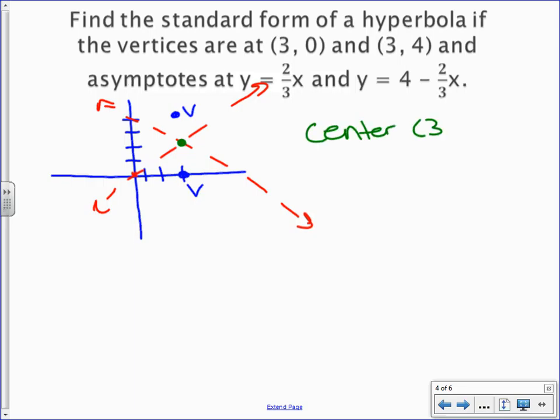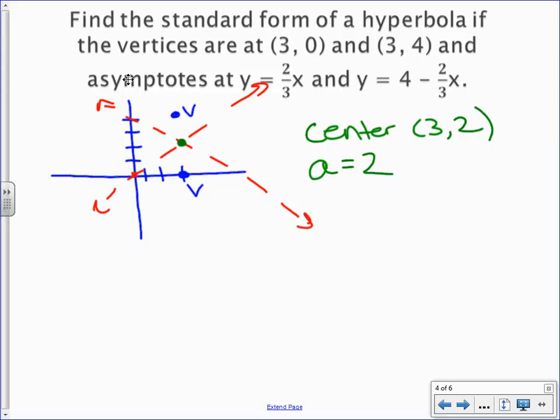Do we agree with pod 1? The center is at (3, 2). Smack dab in the middle of those vertices. Pod 2. What else? A is 2. Can you defend your answer? Because that's how far the vertices are away from the center.